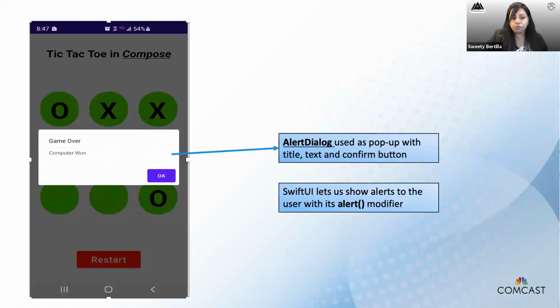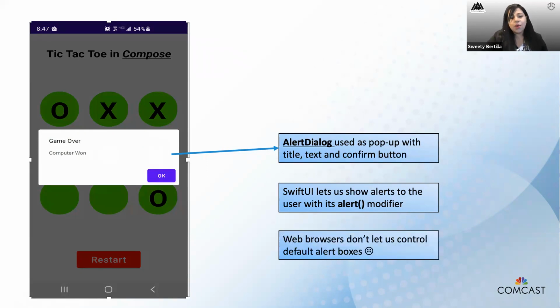The same applies for SwiftUI, where we are using an alert modifier, and we can also style the title, the body, and the confirm button. With React, unfortunately, web browsers don't let us control the default alert boxes, as in you cannot set the title, you cannot set the confirm button. Luckily for us, the confirm button was okay, it is the default for the browser, so we kind of leveraged that for Android and iOS. But I think you can still set the body of the alert dialog. That's true, right, Justin? Yeah, that's correct.